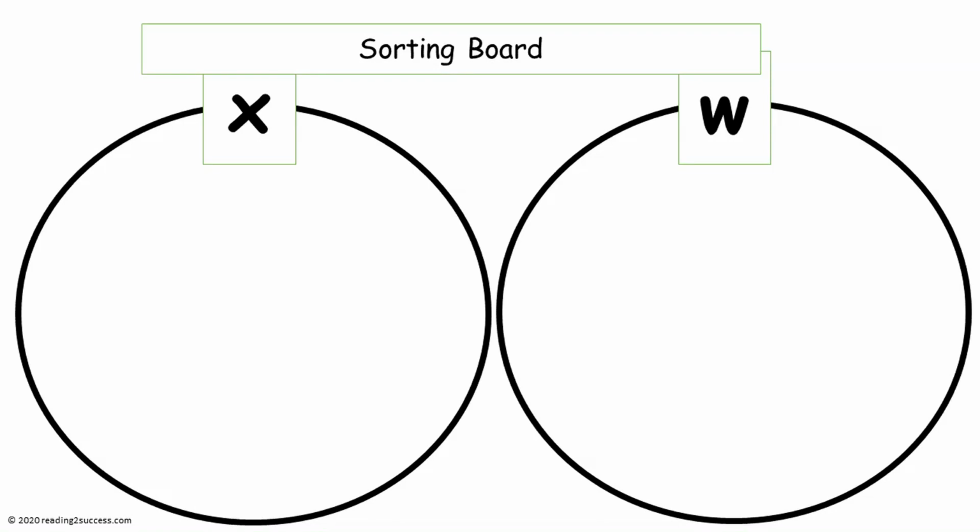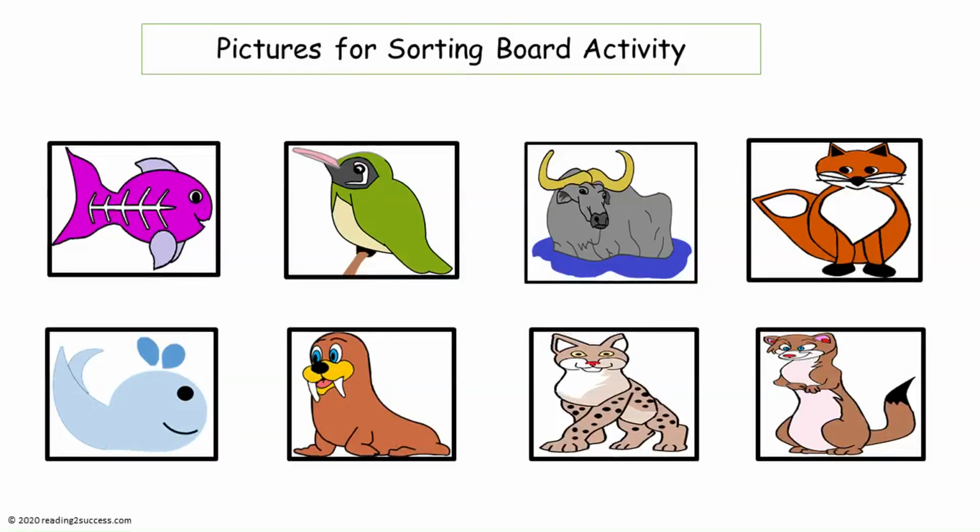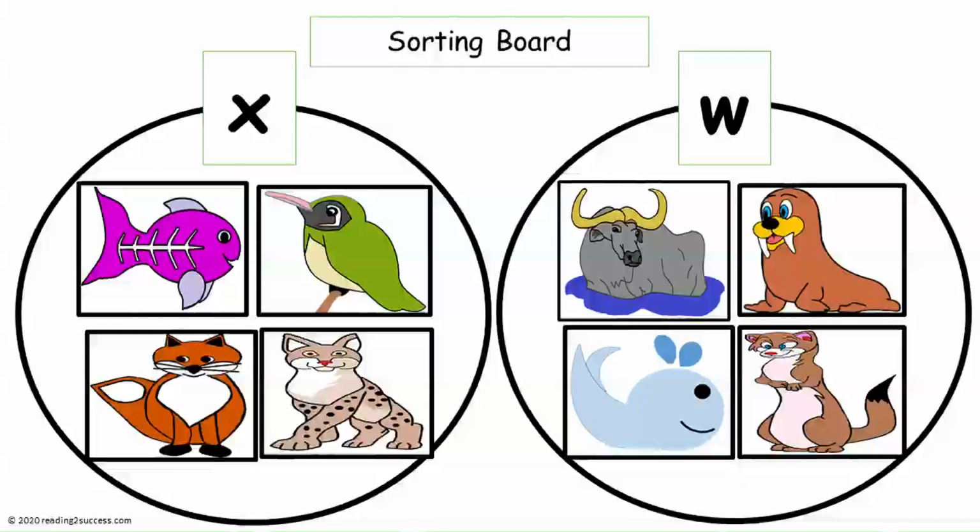Our next activity is a sorting board activity. Kids have to choose between X and W pictures. Cut out the pictures and then have kids sort the pictures either under the X or the W. Go over the pictures with them so they can hear the names again and then sort them accordingly. This is a completed example.